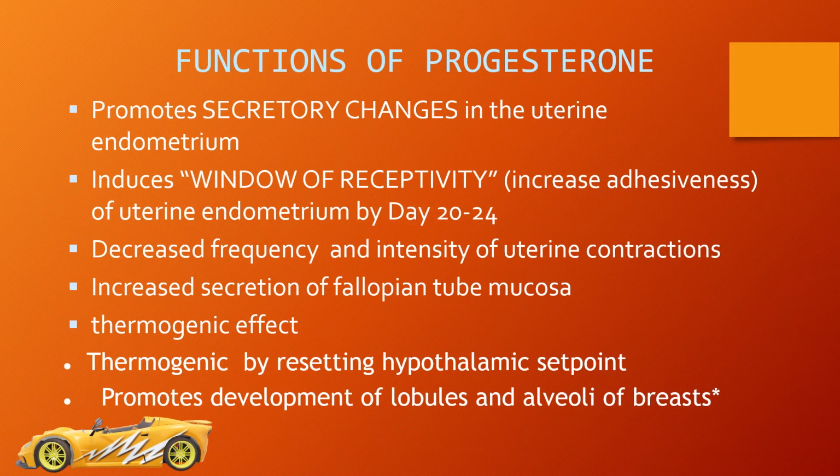So the functions of progesterone: it promotes secretory changes in the uterine endometrium. It induces the window of receptivity, meaning it increases adhesiveness of the uterine endometrium around day 20 to 24. It decreases the frequency and intensity of uterine contraction, so that it will not expel the fertilized ovum. It increases secretion of your fallopian tube mucosa. Progesterone has a thermogenic effect and also causes thermogenic resetting of the hypothalamic set point, okay, and promotes development of lobules and alveoli of the breast.